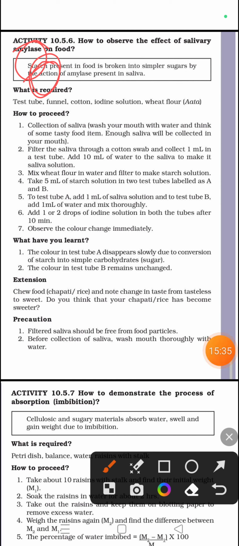Filtered saliva should be free from food particles. Before collection of saliva, wash your mouth thoroughly with water.